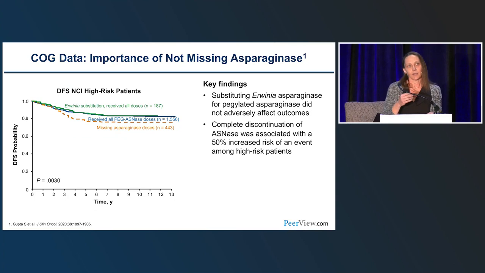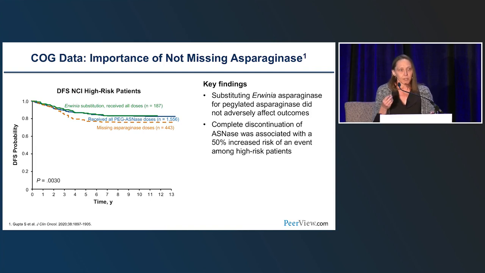Additionally, if we look at the evidence by addition, you can also look at evidence by subtraction. This is a paper published a few years ago by my colleague Sumit Gupta, looking at a number of COG studies that incorporate asparaginase therapy. And really this was prompted by the fact that, as we all in this room know, Erwinia asparaginase was subject to frequent and prolonged shortages.